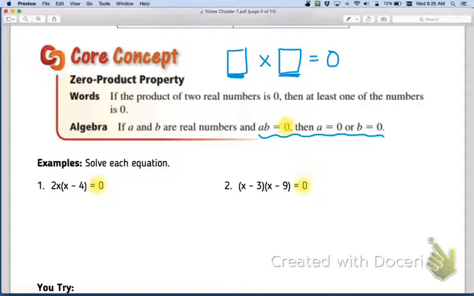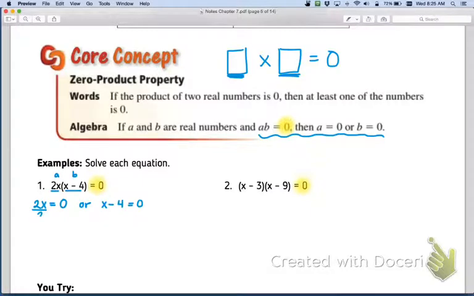So in number 1, I have two factors. I have 2x and I have x minus 4. So that's sort of like this was our a and this was our b according to the rule in the box up above. What that says is if 2x times x minus 4 is equal to 0, then one of two things is true. Either 2x equals 0 or x minus 4 has to be equal to 0. And now those are two equations that we already know how to solve.